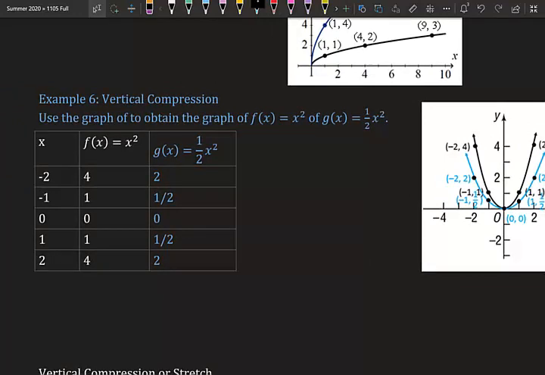So do you notice every point, since it's 1/2, we just halve every point, so we multiply by half, or divide by 2, same thing. And that's all we're doing. So half of 4 is 2, half of 1 is half, half of 0 is 0, half of 1 is half. So that's what we're doing. We're just halving our y values. So we plot the new points.